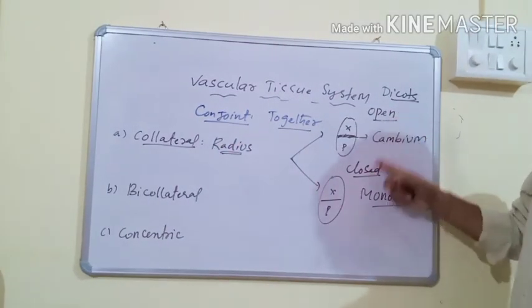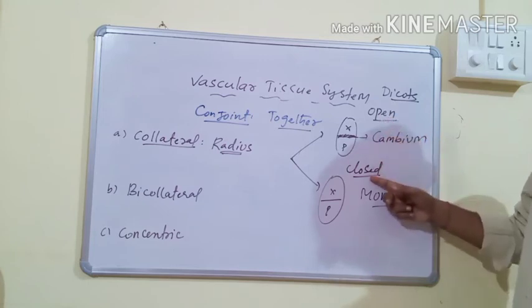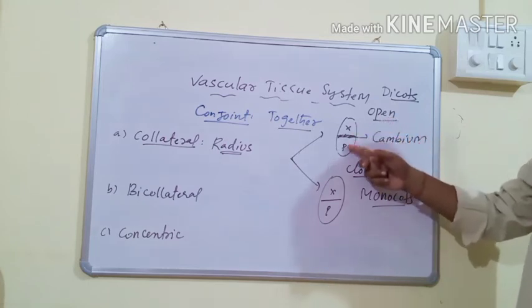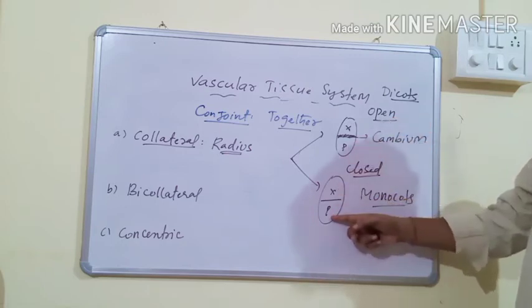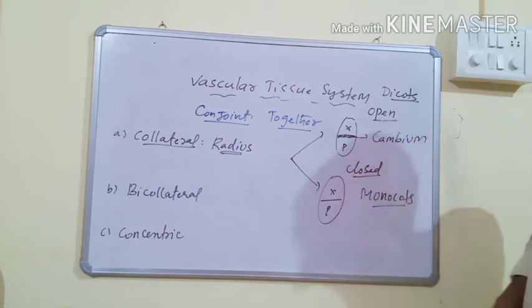Open and closed. What is the main difference between open and closed? If cambium is present between xylem and phloem, then it is said to be open. If cambium is absent between xylem and phloem, then it is said to be closed.